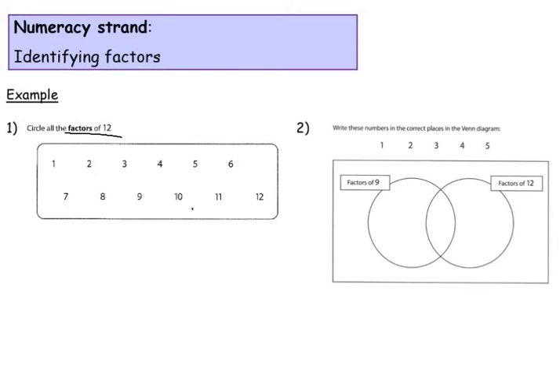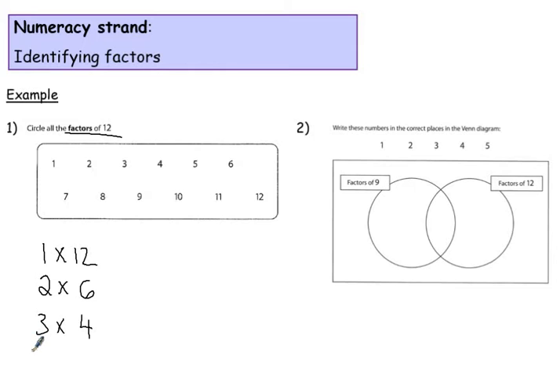So first of all, we know 1 goes into 12. That's 1 times 12 is 12. The next number after 1 is 2. Does 2 go into 12? Yes, it does. So it's 2 times 6. The next number after 2 is 3. So it's 3 times 4 goes into 12. And after 3 is 4, which we've already got.